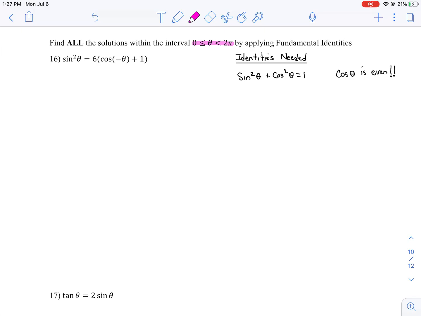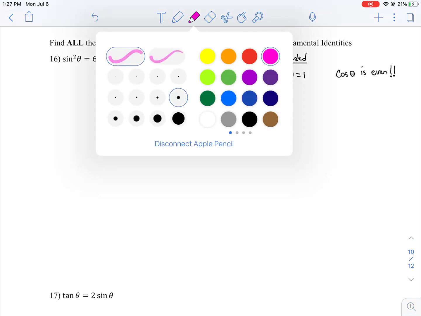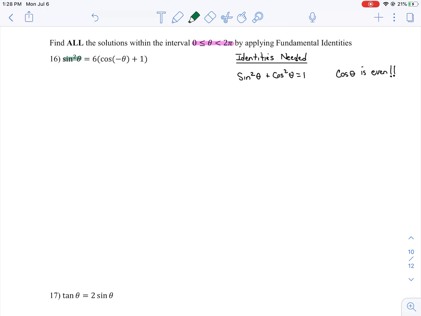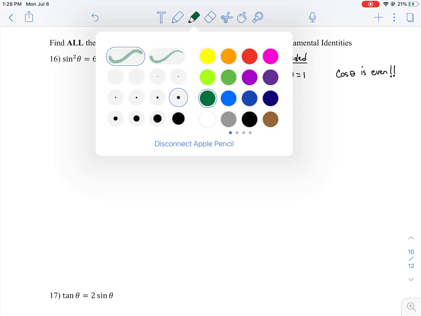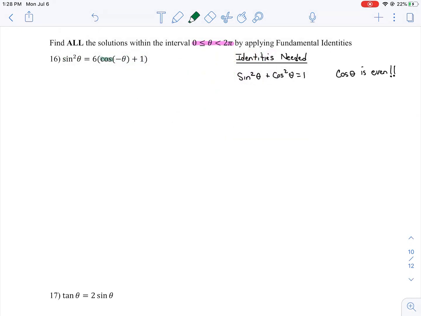Now up until this point, each equation had the same trig function in it, and this equation does not. There's a sine squared and there's a cosine. So we either have to convert sine squared to an equivalent expression with cosine, or we have to convert cosine to an equivalent expression using sine. And I'm going to choose to convert sine squared to an equivalent expression with cosine because we have an identity that relates sine squared to an expression with cosine.